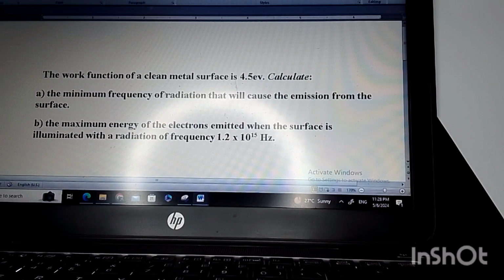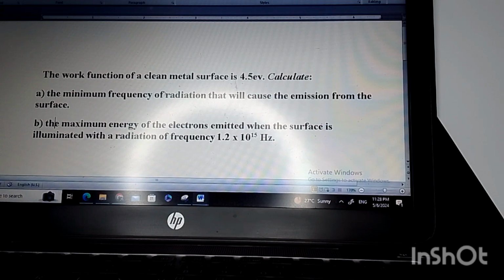Hello learners, welcome to today's revision lesson. Today we are going to revise a question on the photoelectric effect. I believe you've gone through the topic thoroughly, and now we want to look at a question here.